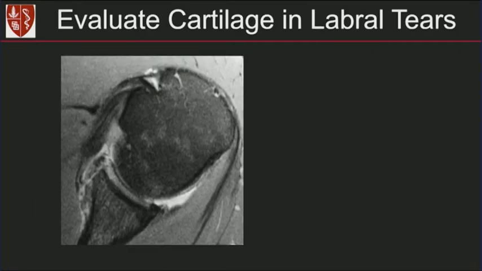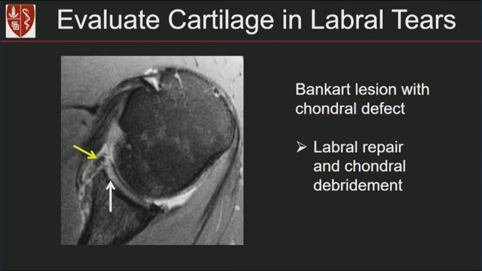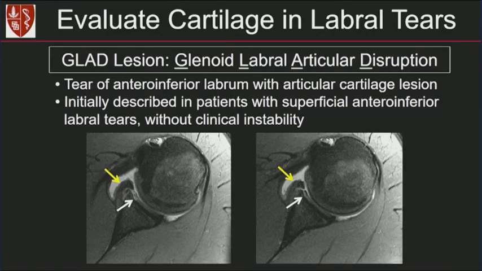The next thing, remember to evaluate cartilage in the labral tears. When we see these labral tears, look at the cartilage right adjacent to it. So here's your Bankart lesion, and there's kind of like fissuring of that cartilage right adjacent to it. So this patient will get a labral repair as well as a chondral debridement. So always look at that cartilage adjacent to that labral tear. This has been described as a GLAD lesion, a glenoid labral articular disruption. You don't have to use these names, but it's just a reminder for us to look at the cartilage.